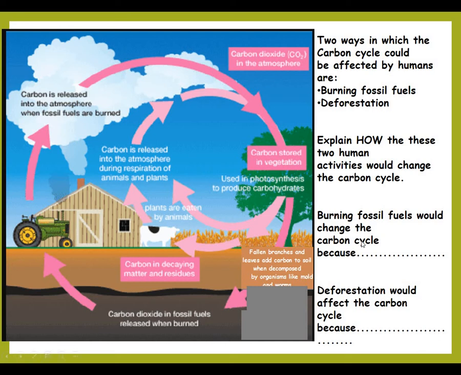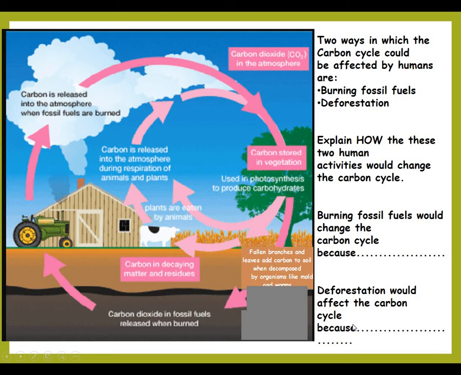So I'd like you to copy and complete these sentences close to the diagram you've just drawn. Burning fossil fuels would change the carbon cycle because... Basically what's happening is all the carbon that was stored in the fossil fuels under the ground is then released into the atmosphere as CO2, increasing CO2 levels in our atmosphere.